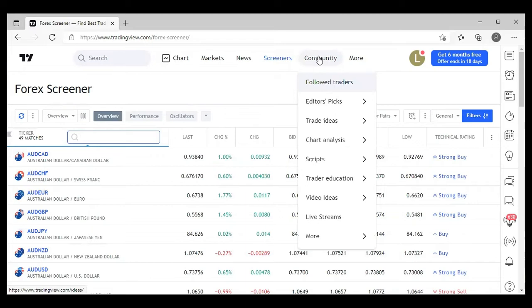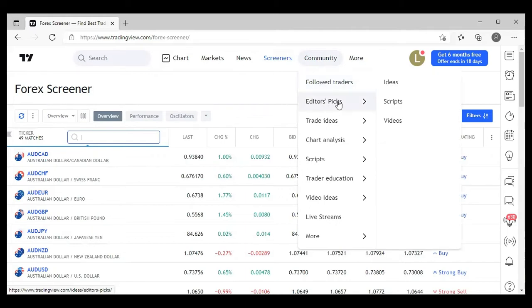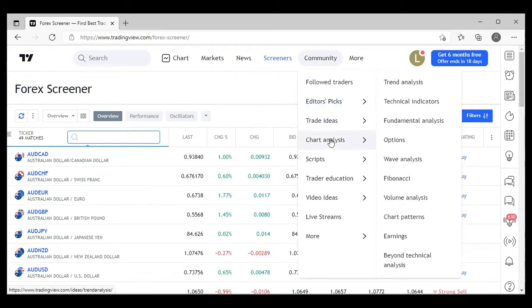Now, our community, I think, is something a lot of traders, especially beginners, don't really engage in and take advantage of. You can follow traders, you can look at ideas shared by traders within the community. When I talk about the community, I'm talking about the global Tradingview community. So people from around the world will be sharing their trade ideas on different assets. There's chart analysis, trend analysis, technical indicators.